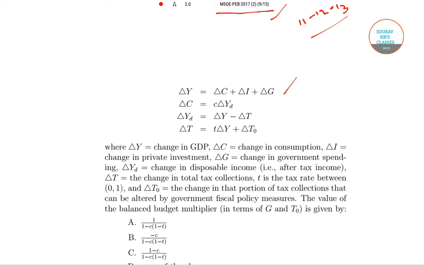change in I plus change in g, and change in c is given by small c, which is marginal propensity to consume, times change in yd, that is change in disposable income. Now change in disposable income is nothing but change in y minus change in tax, and change in tax is equal to small t, which is a unit tax, over income, plus the tax it has changed.